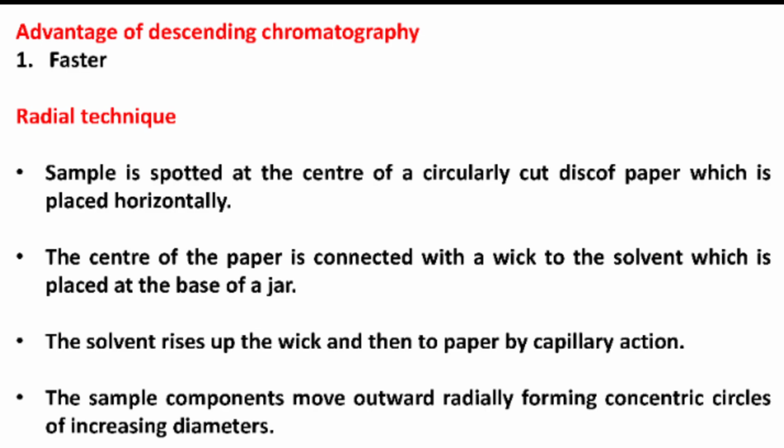Next one is the radial technique. The sample is spotted at the center of a circularly cut paper which is placed horizontally. The center of the paper is connected with a wick to the solvent which is placed at the base of a jar. The solvent rises up the wick and then to the paper by capillary action. The sample components move outward radially, forming concentric circles of increasing diameters.